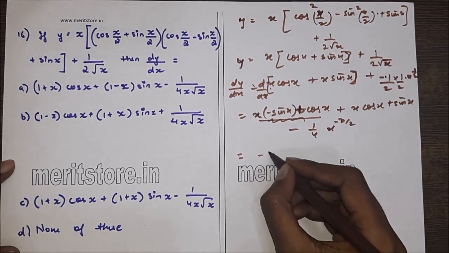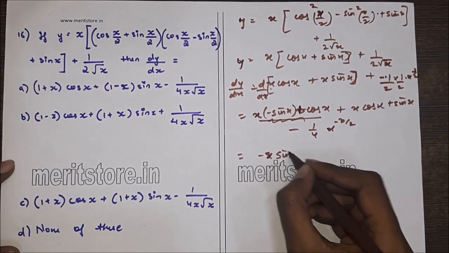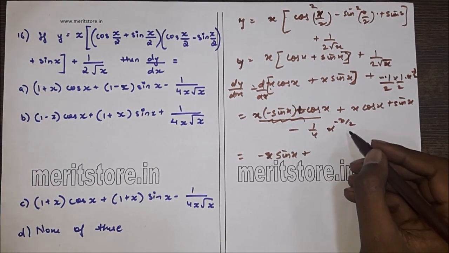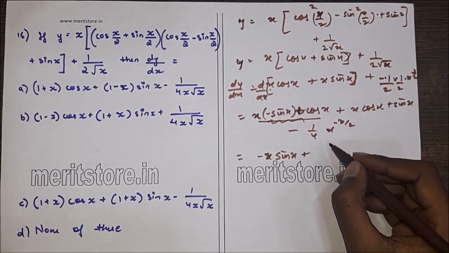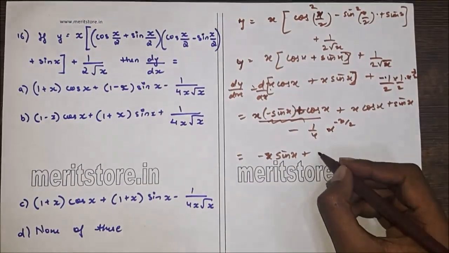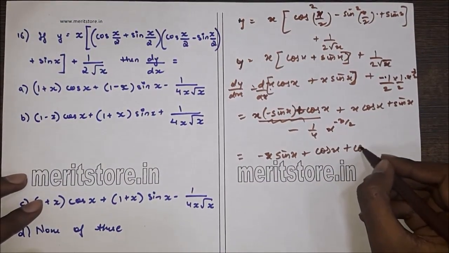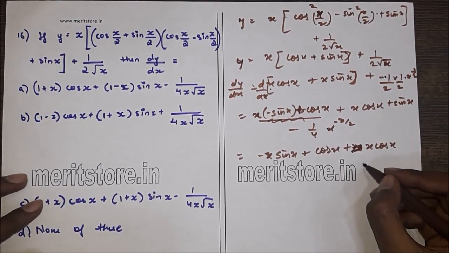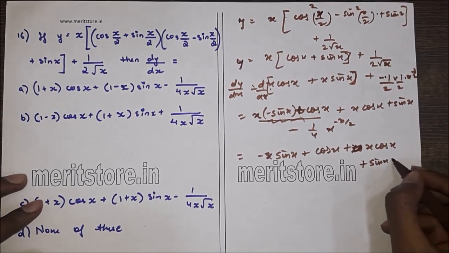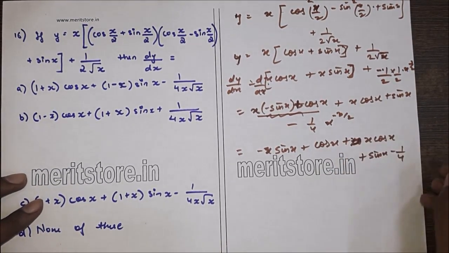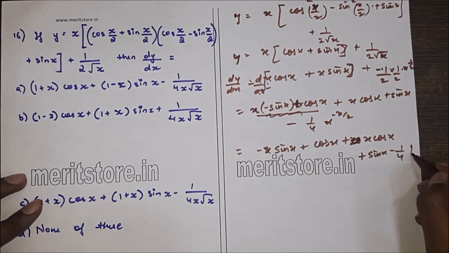So this is minus x sin x plus cos x plus x cos x plus sin x minus 1 by 4. This can be written as x raised to minus 3 by 2 can be written as 1 by x root x, that is 1 by 4 times x root x.